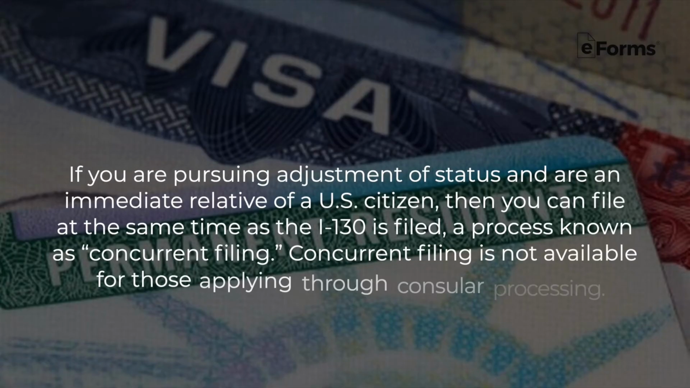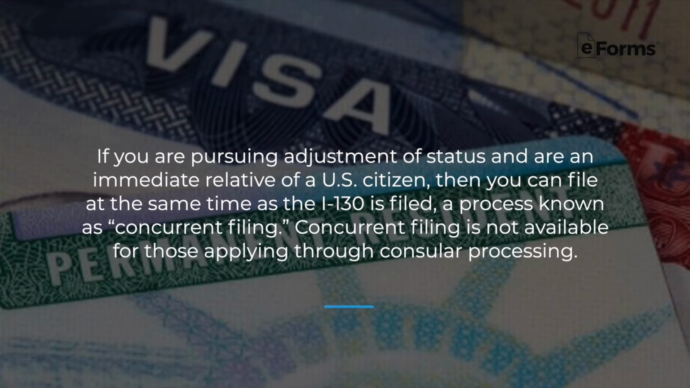Under either process, a beneficiary cannot continue until a visa is available. If you are an immediate relative of a US citizen, then a visa is immediately available. This means that a visa will be ready for you as soon as the Form I-130 filed on your behalf is approved. In fact, in some cases, it will be ready even quicker. If you're pursuing an adjustment of status and are an immediate relative of a US citizen, then you can file at the same time as the Form I-130 is filed, a process known as concurrent filing. Concurrent filing is not available for those applying through consular processing.